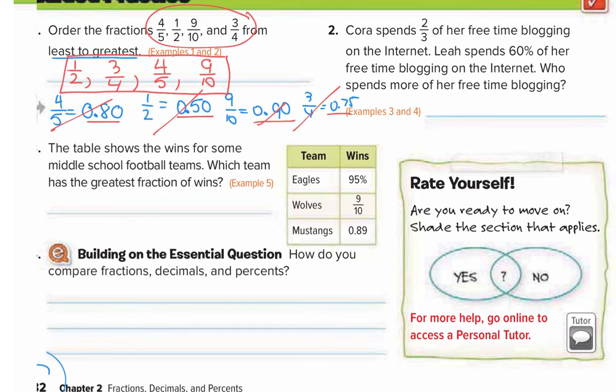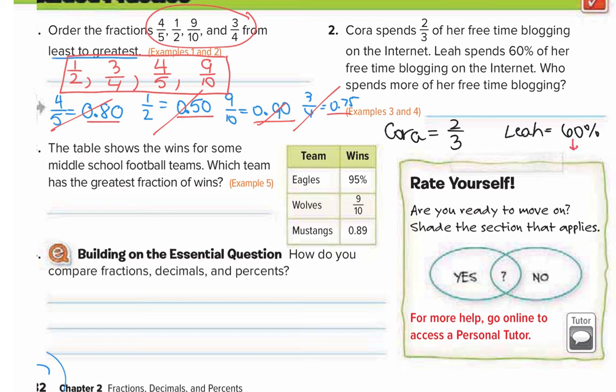Number 2, Cora spends 2/3 of her free time blogging on the internet. Leah spends 60% of her free time blogging on the internet. Who spends more of her free time blogging? So Cora spends 2/3 of her time. Leah spends 60%. So again, we're going to make them both into decimals.